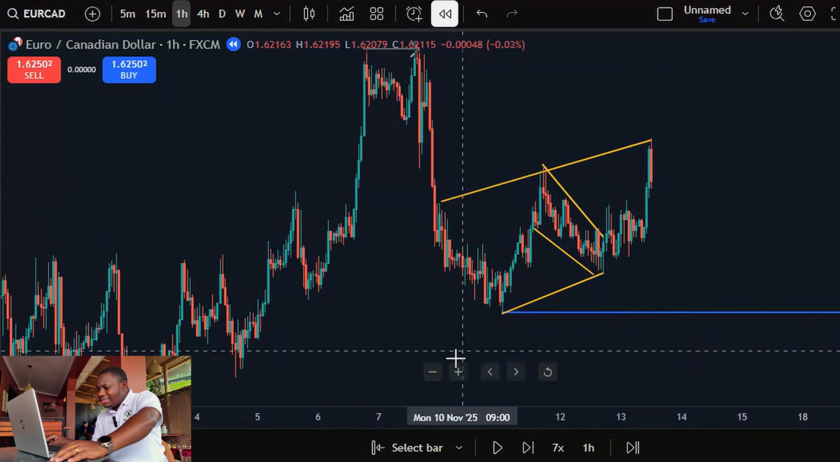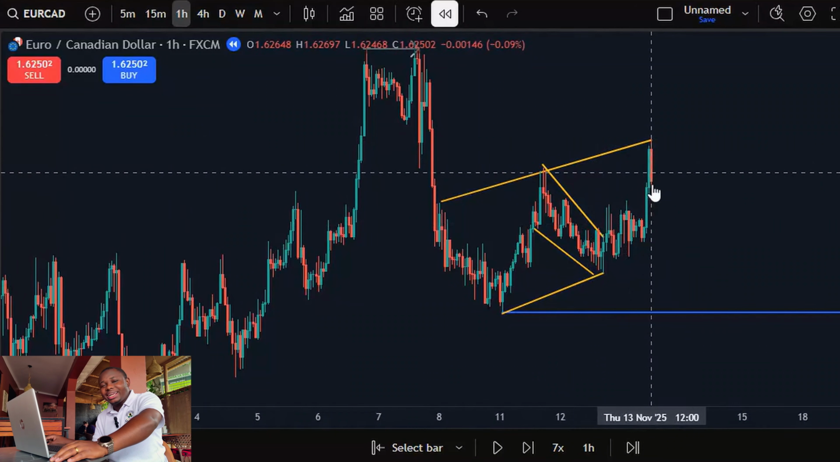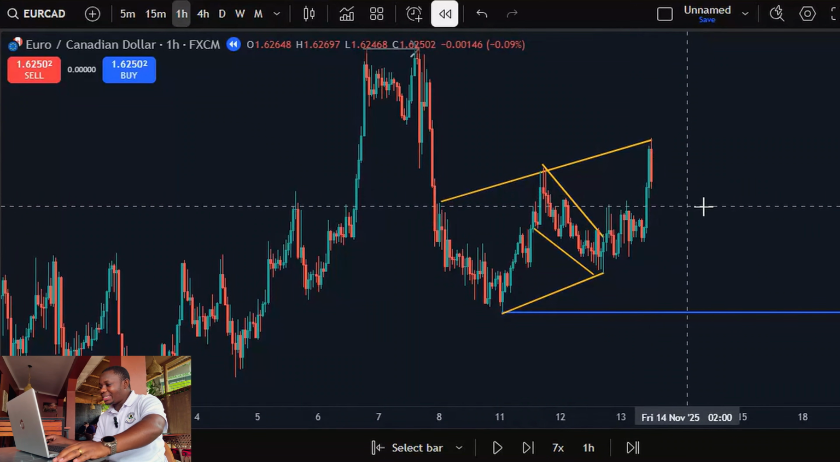As we know, within the system that we are using, when we want to take the risk entries, we look for one of these things. It's either a rejection candle or a retrace candle, regardless of the time frame it appears on. In this example, we have a clear 1 hour retrace candle, so technically, the entry is there.